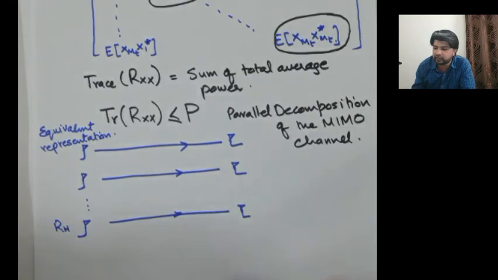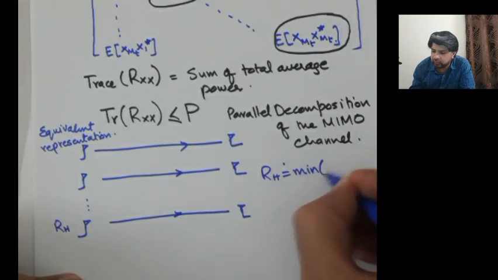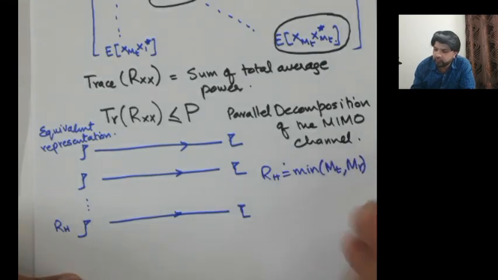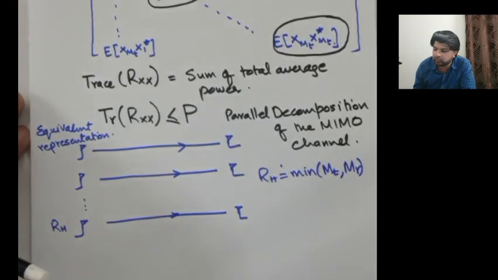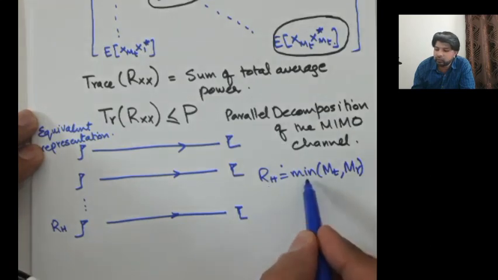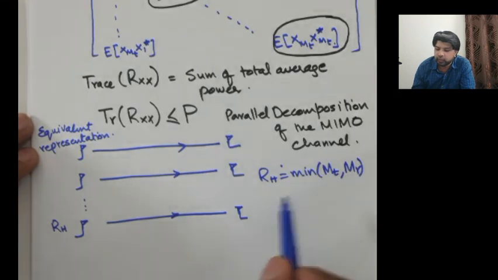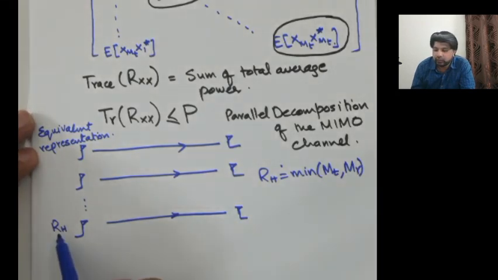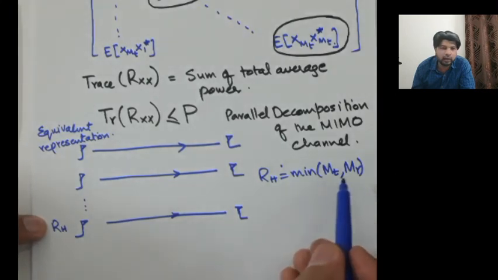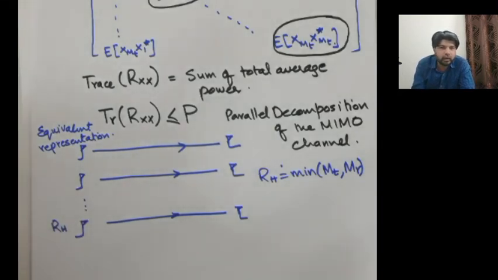Remember, RH is nothing but, for a full rank channel, the minimum of MT, MR, where MR is the number of rows and MT is the number of columns. So the rank of a channel matrix, if it is full rank, would be equal to the minimum of MT, MR, or in other words, the number of independent rows or columns of the channel matrix. So if you have a full rank matrix, then you would have a minimum of MT, MR number of parallel streams. We would start learning about the parallel decomposition in the next video.